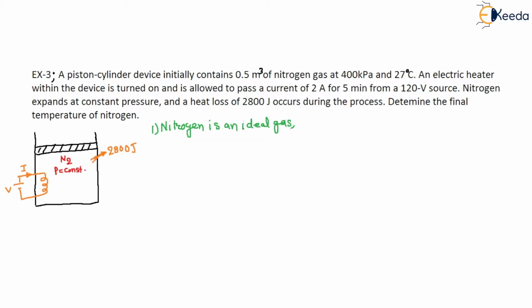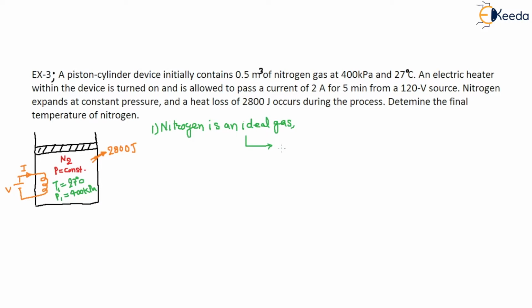Why? Because the nitrogen is initially kept at a very high temperature. Why is this a high temperature? Because its critical temperature is very low as compared to this temperature. And also there is a low pressure, that means P1 is 400 kilopascal.